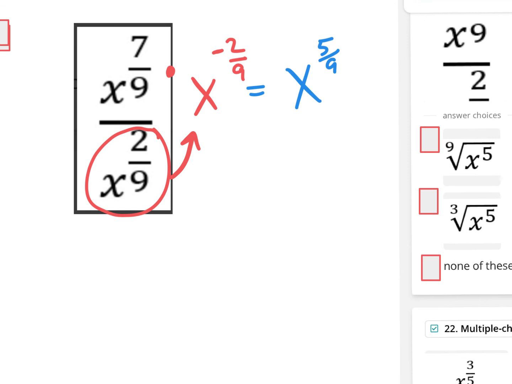There is nothing left on the bottom. It's no longer a fraction. This is your answer. All of your multiple choice answers are in radical form. So let's again remember that it's power over root. So we have the root symbol that is a 9th root of x to the 5th power, and that is this answer right here. The 9th root of x to the 5th power.